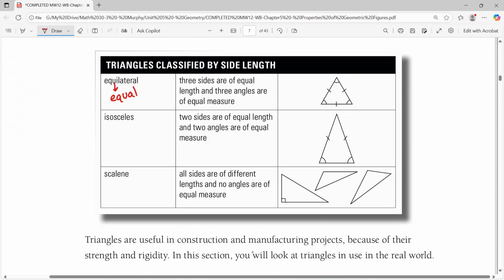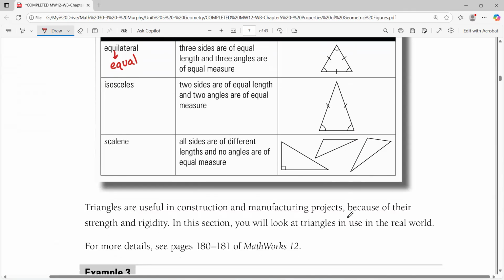Isosceles, two of them are going to be the same length. That's why you see the slash through them. And two of the angles are equal measure. And it will always be these two smaller ones. I mean, you can just tell by looking at it too, right? Scalene, all sides are of different lengths. So here's about three different examples, and no angles are of equal measure. Okay, and right angles will always be scalene.